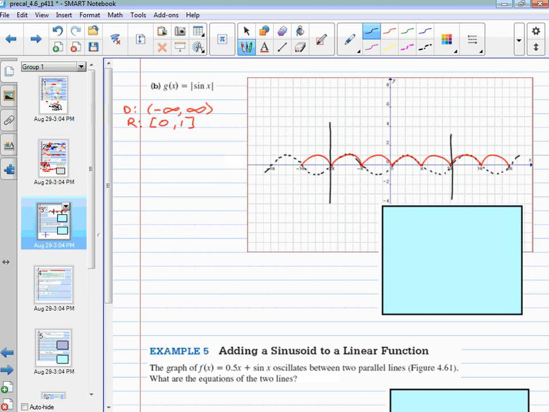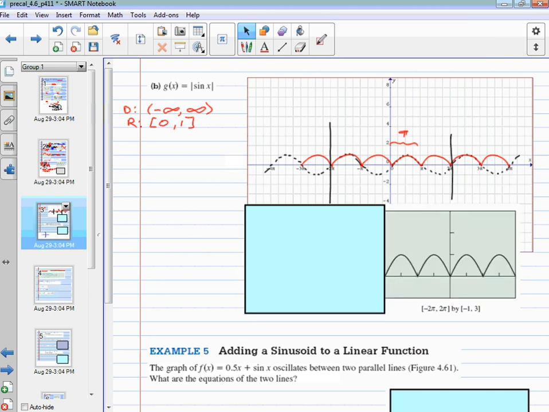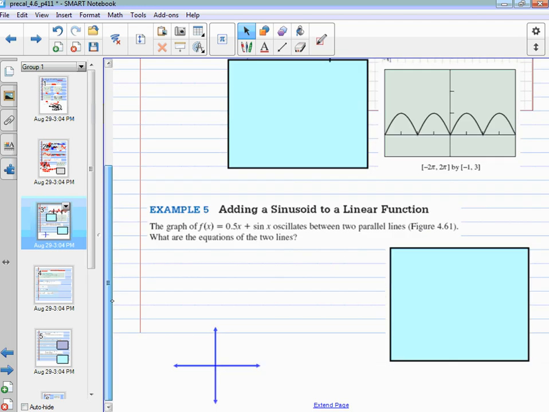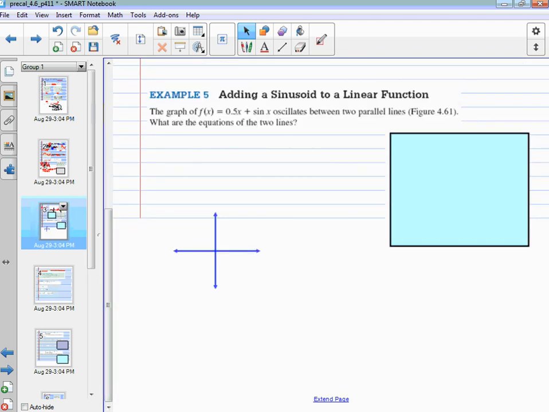1, 2, 3, 4. Because what is the period of this one? Only pi. Because it just keeps repeating itself every pi length. I think I did it. There you go. There's 4 of them. So there's the absolute value of sine. So this stuff isn't so bad.